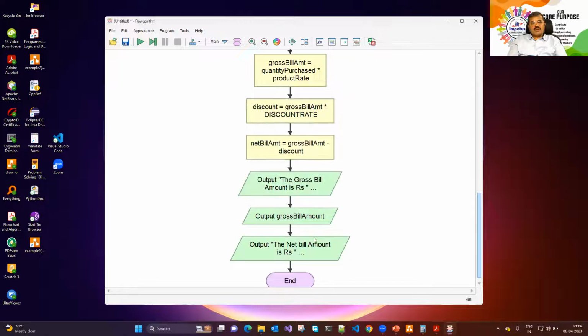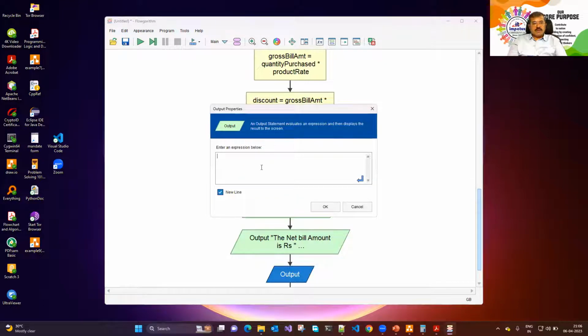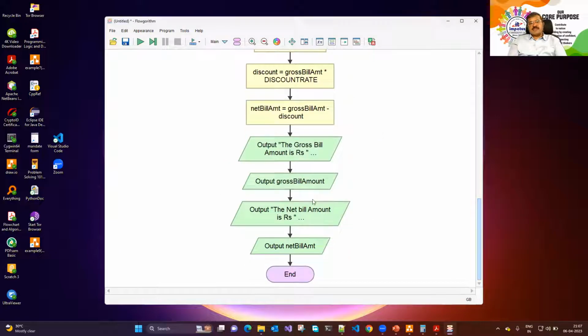Let me figure out how it has to be used in this. Is rupees, and then I will say output net bill amount. It's a different tool that we are using, but the messages are the same.